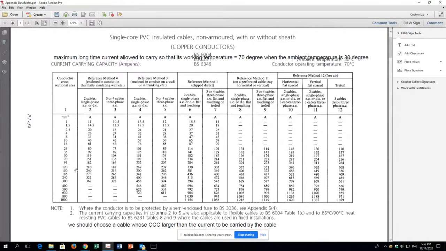For example, if we have a cable to carry a current of 200 amperes, then you should choose the cable which has a cross-sectional area of 120 square millimeter, whose current carrying capacity is 210 amperes. If the current to be carried is 190, for the single phase AC, you should also choose the cable of size 120 square millimeters. That's one principle to size the cables. This is the current carrying capacity.